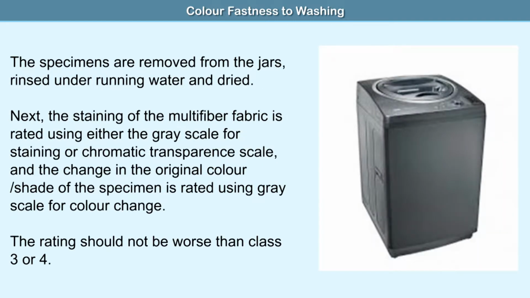Then the specimens are removed from the jars, rinsed under running water and allowed to dry. Then the staining of the multi-fiber fabric is rated using either the grayscale for staining or chromatic transference scales, and the change in the original color or shade of the specimen is rated using grayscale for color change. The rating should not be worse than class 3 or 4.